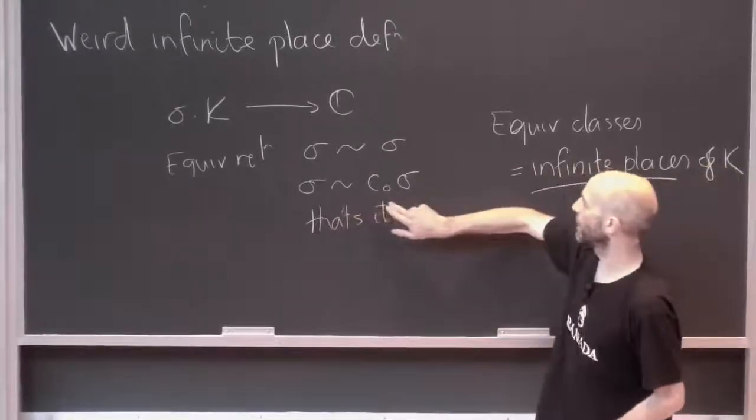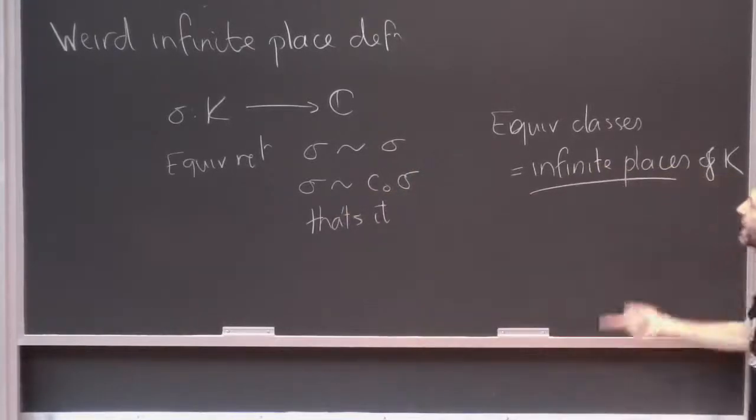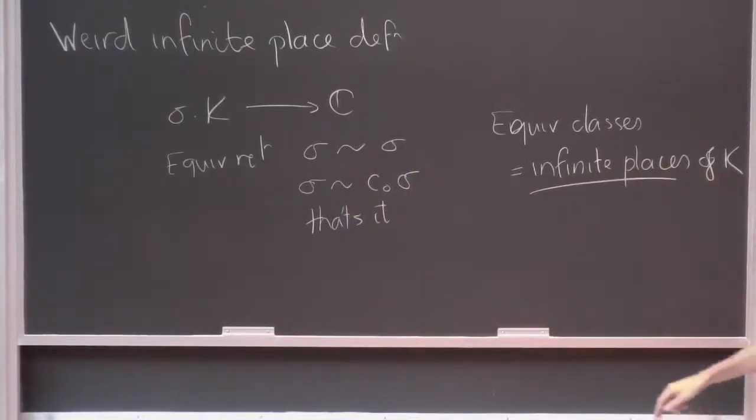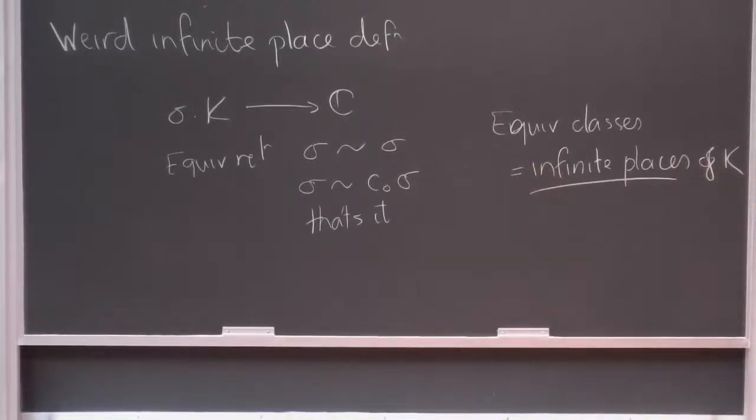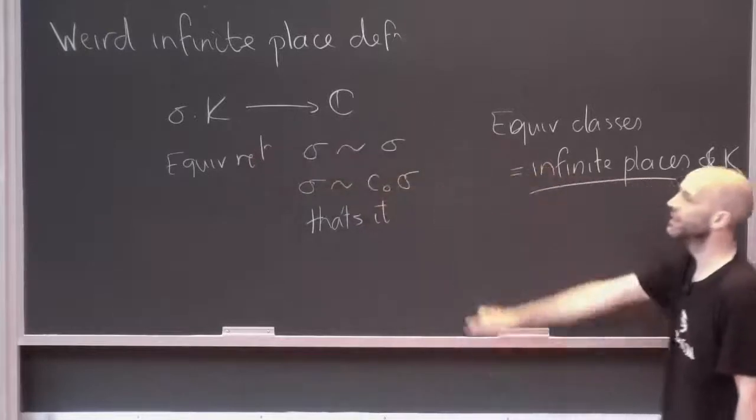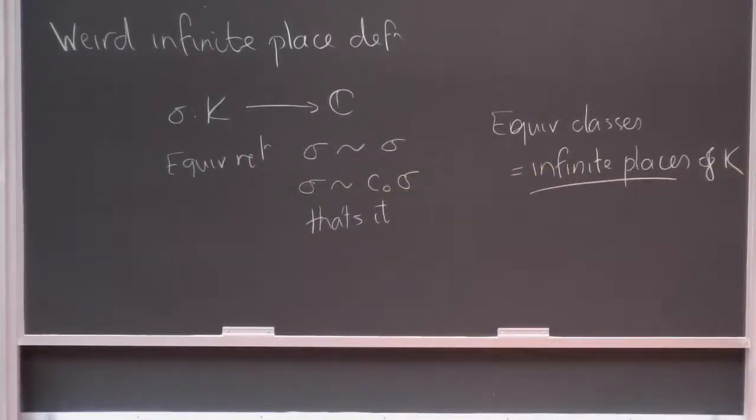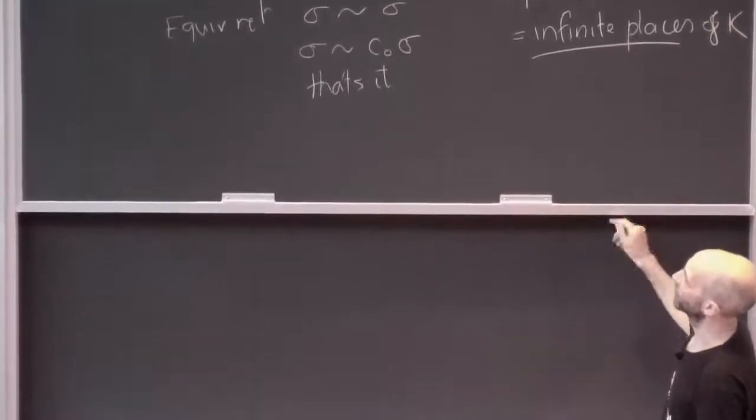If sigma is real valued, then C composed with sigma is just sigma again. But if sigma is not, then C composed with sigma is a different embedding. So this is an equivalence relation on the set of all embeddings, and the equivalence classes all have size 1 or 2. The size 1 equivalence classes are maps from K to the reals. The size 2 equivalence classes are maps from K to the complexes. The image does not land in the reals, but they're identified with the complex conjugate.